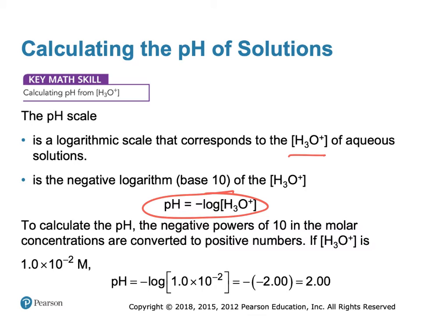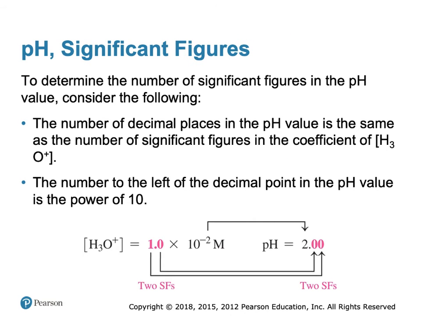So if the hydronium ion concentration is 1 times 10 to the minus 2 molar, the pH equals the negative log of 1 times 10 to the minus 2. Negative times negative, we get a value of 2. For significant figures, to determine the number of significant figures in the pH value, consider the following. The number of decimal places in the pH value is the same as the number of significant figures in the coefficient of the hydronium ion concentration.